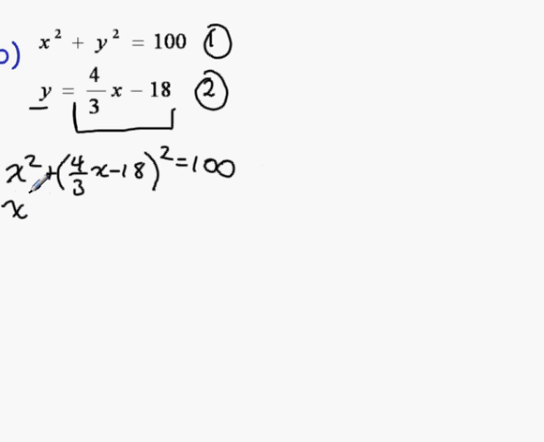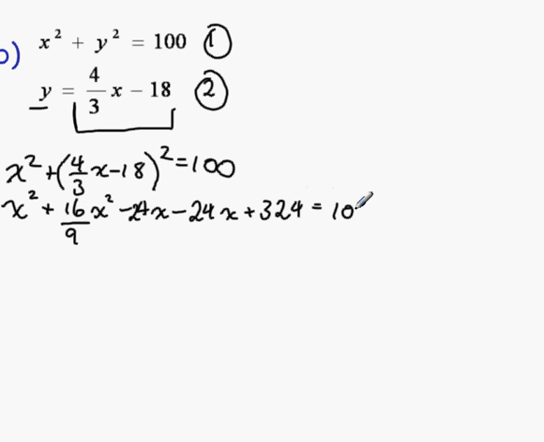So we have x squared at the front. Okay, we end up with 16/9x squared minus 24x minus 24x and plus 324 at the end. Okay, so all I've done is I've expanded my brackets.